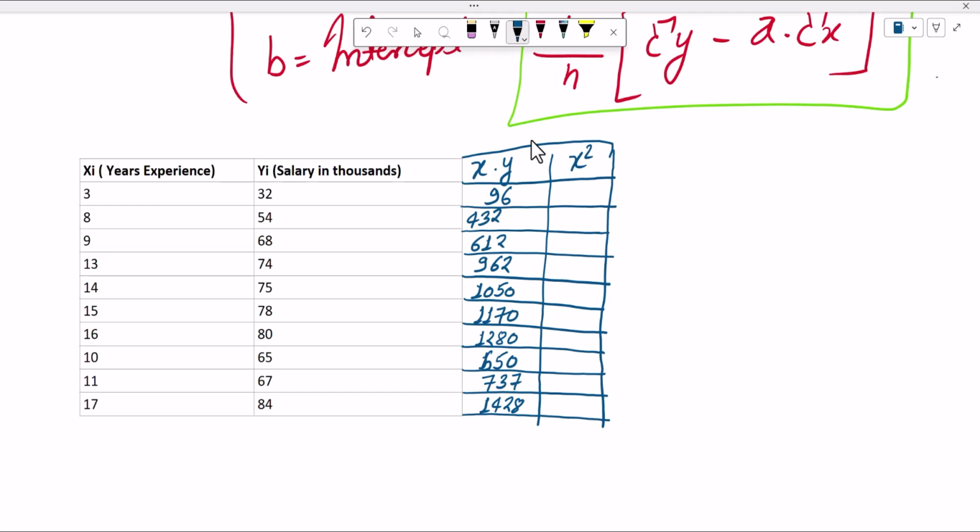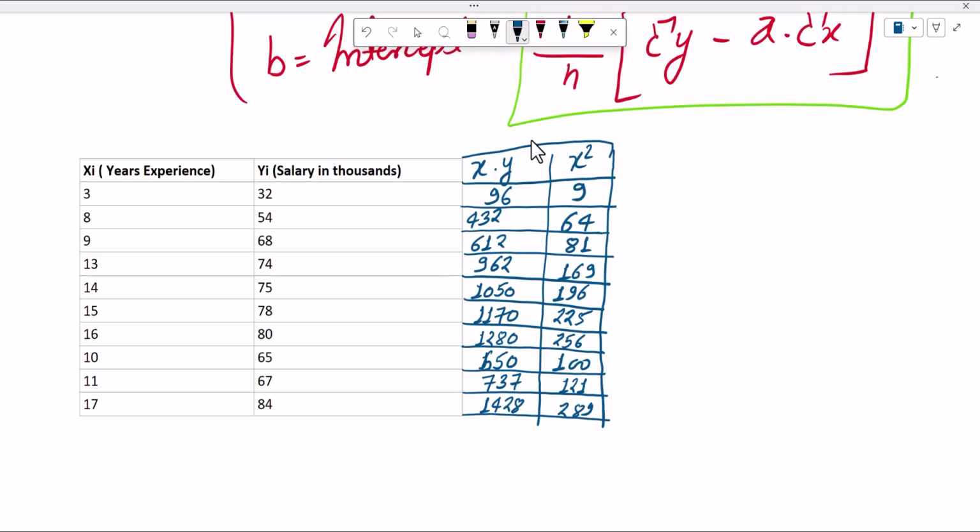Likewise, you need to find the square of x: 3 square is 9, 8 square is 64, 9 square is 81, 13 square is 169, 14 square is 196, 15 square is 225, 16 square is 256, 10 square is 100, 11 square is 121, and 17 square is 289.